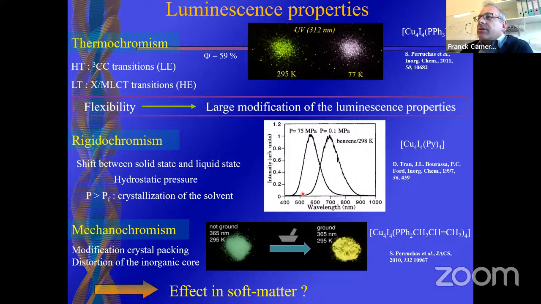And in particular, these compounds are interesting because they can show thermochromism. So thermochromism is when you change the temperature, you change the color. You can also have some rigidochromism with this cubane. So when you change the pressure, you can also change the color. And you can also have some mechanochromism. So as soon as you apply mechanical constraints on these materials, you change the color. So this type of compound is really interesting because they are sensitive to several types of stimulus.